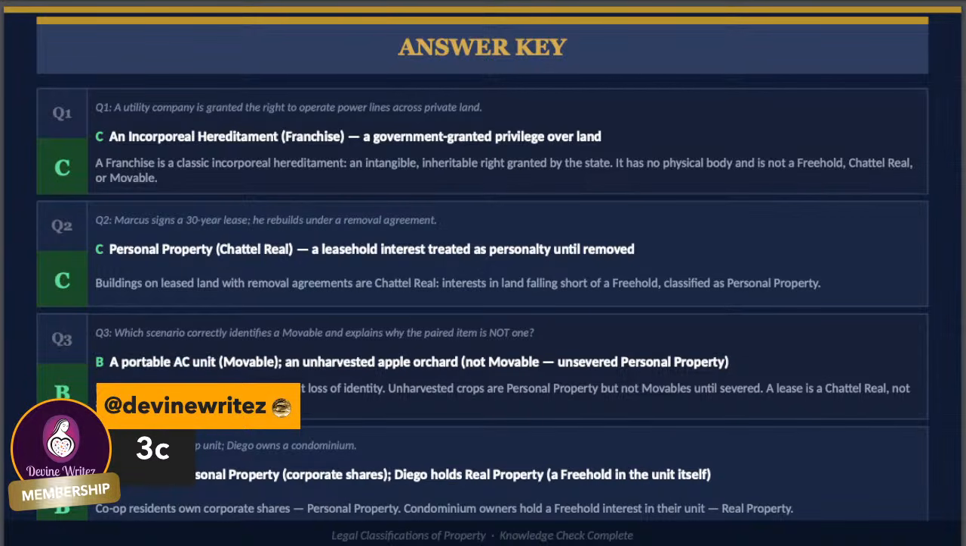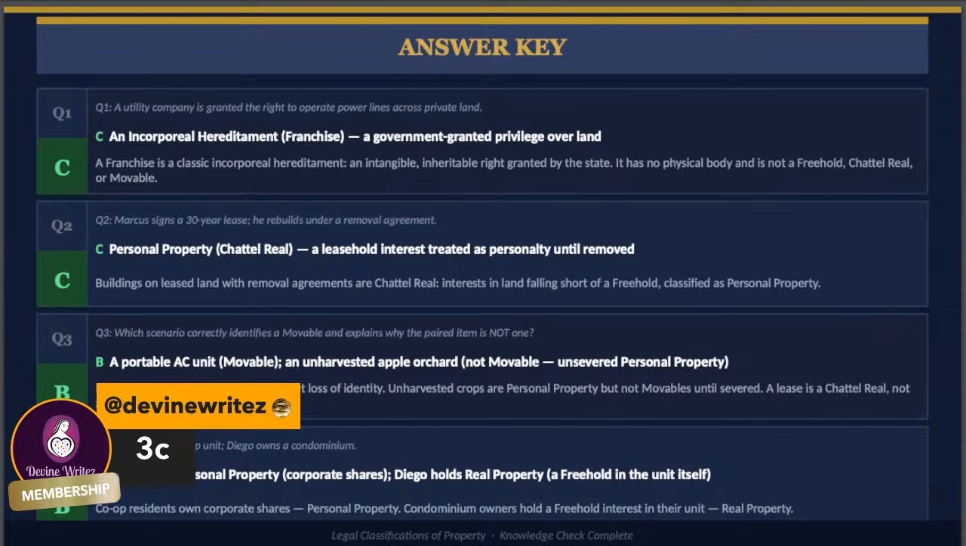Movables must be transportable without loss of identity. So transferring stock, as it loses identity, is probably not quite considered a movable in that sense. Unharvested crops are personal property, but not movables until severed. A lease is chattel real, not an incorporeal hereditament.